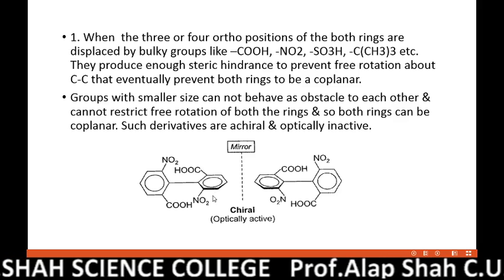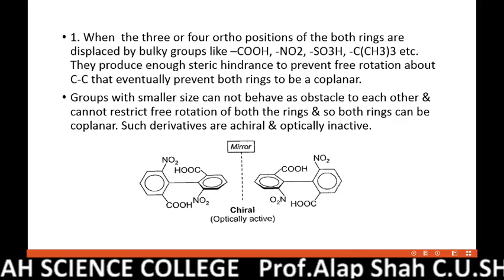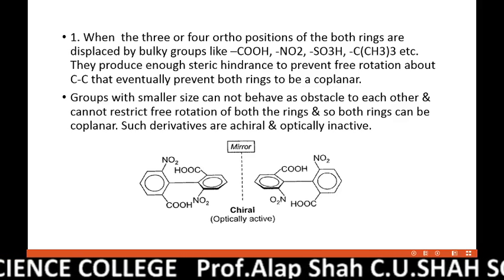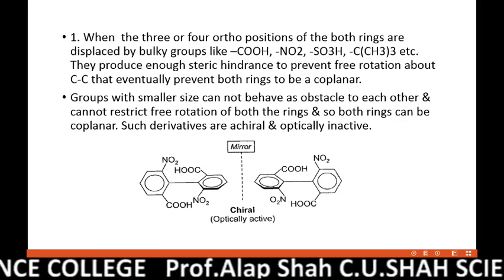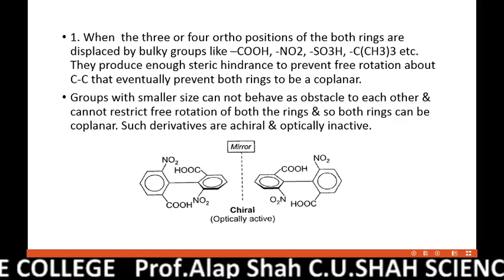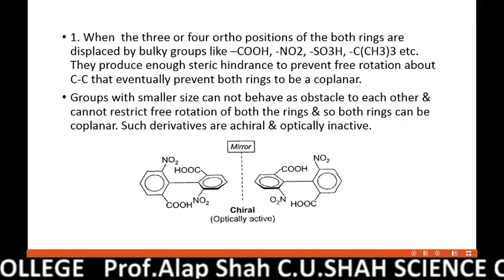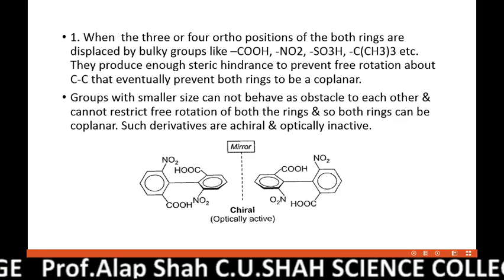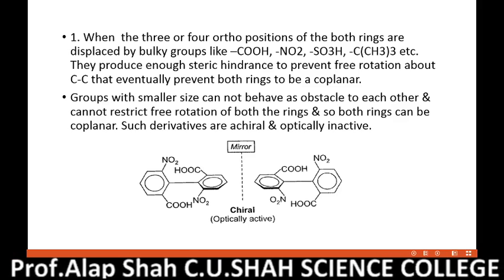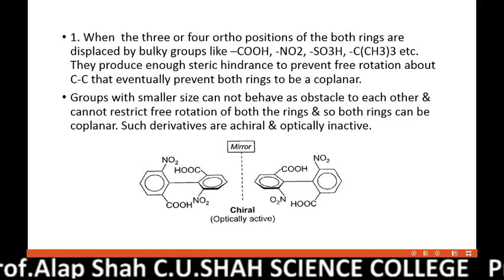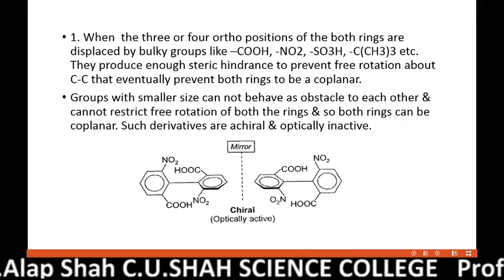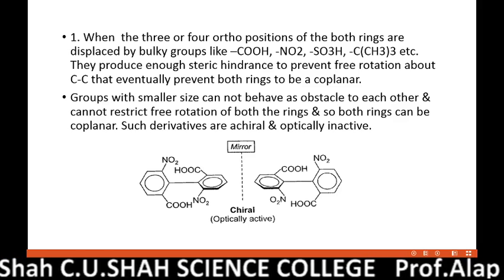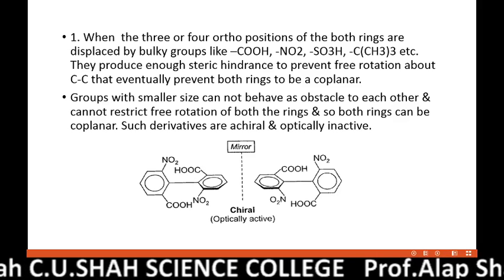If the groups are smaller in size, like chloro or bromo or hydroxy, then these groups cannot provide enough obstacle to each other and cannot restrict the free rotation of both the rings. And so both rings can be coplanar, and such derivatives are achiral and optically inactive. So the first condition is that we have to introduce 3 or 4 bulky groups in the ortho positions, and that way we can prevent both the benzene rings of diphenyl from being coplanar.